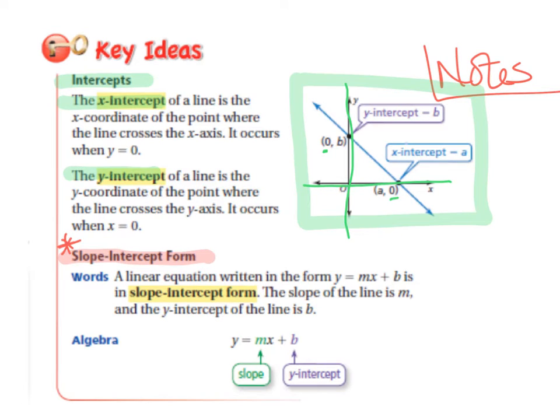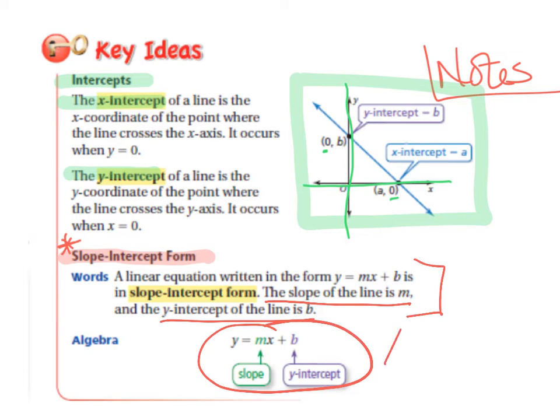However, this part is the most important part that we are going to be talking about, the slope-intercept form. And I want you to have it both in words and in algebra. A linear equation written in the form of y equals mx plus b is in slope-intercept form. The slope of the line is m, the y-intercept of the line is b. This, ladies and gentlemen, is huge. You need to know this. Slope-intercept form: y equals mx plus b. M is the slope, b is the y-intercept. Pause the video and get it all written down, and then we're going to start talking about it.